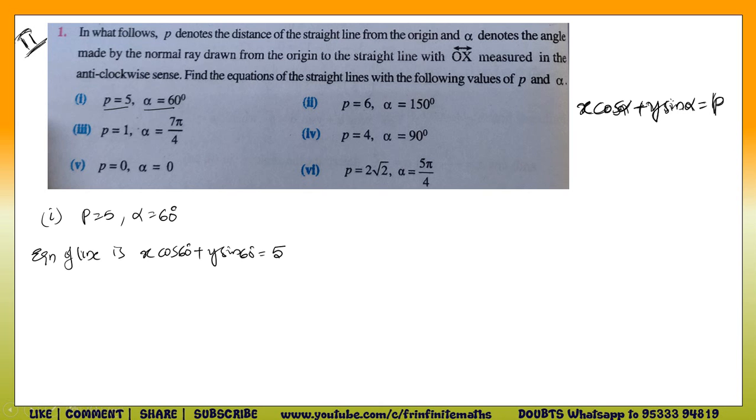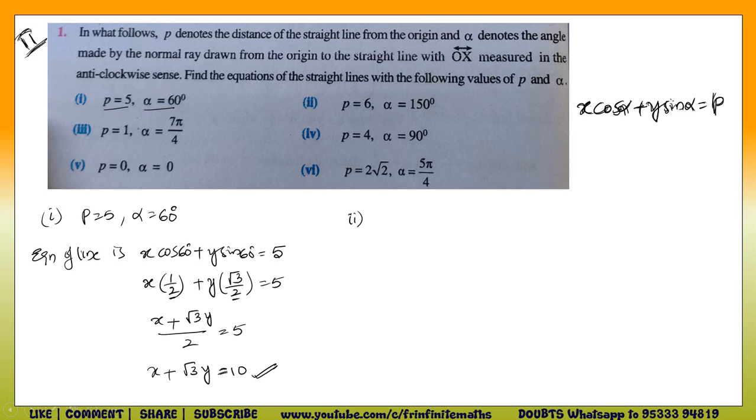P is equal to 5. Now when I find the values, cos 60 is 1 by 2, plus y into sin 60, which is root 3 by 2, is equal to 5. When I take the LCM, which is 2, I can write x plus root 3 y by 2 is equal to 5. From this I can write x plus root 3 times y is equal to 10. This is my line equation. So that is question number 1, right?